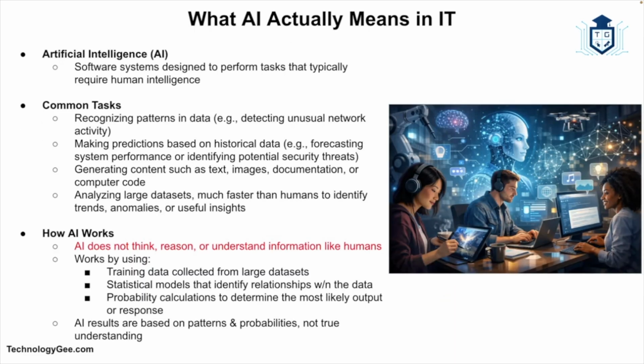All right, so exactly what is AI? At its core, AI refers to software systems that can perform tasks that normally require human intelligence. That might sound fancy, but in practice, it usually means recognizing patterns, making predictions, generating text, images, or code, and analyzing large amounts of data. Just understand that AI does not think the way humans do. It doesn't understand intent, emotions, or truth. Instead, it relies on training data, statistical models, and probabilities to generate results. For the A+ exam, you're not expected to know how AI is built. You're just expected to know how it is used, where it fits, and where it can go wrong.